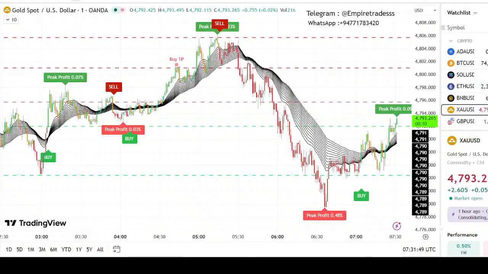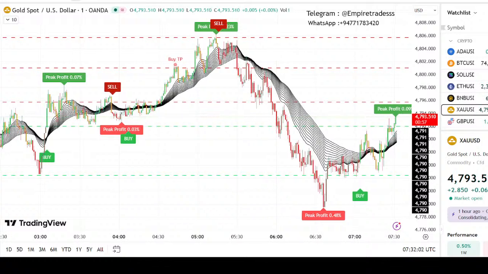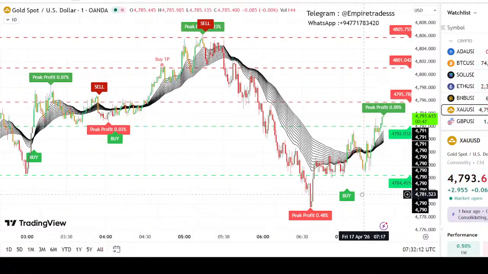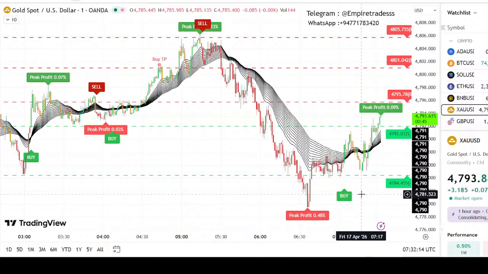Controlling emotions. Controlling your emotions is critical for consistent trading performance. Avoid letting fear, greed, or overconfidence dictate your trading decisions. Practice mindfulness or meditation to stay calm and focused. Emotional control helps maintain objectivity and prevents rash decisions that can lead to losses.